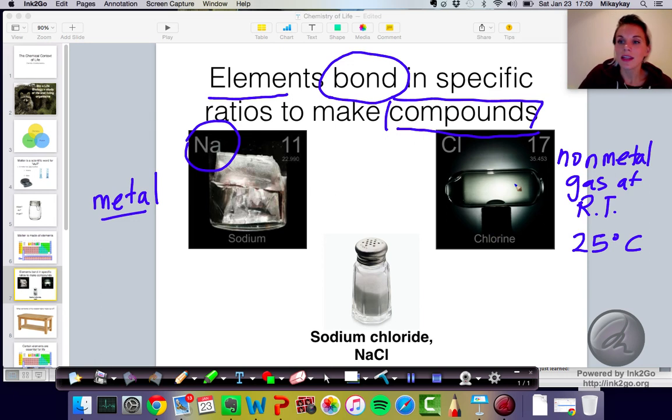And so individually, these two different elements have very different characteristics. They have very different properties, right? Metal, non-metal, gas at room temperature, solid at room temperature, reacts with water, does terrible things to your body, so they have different properties, right? But they can come together in a chemical reaction, right? And they can form a compound.